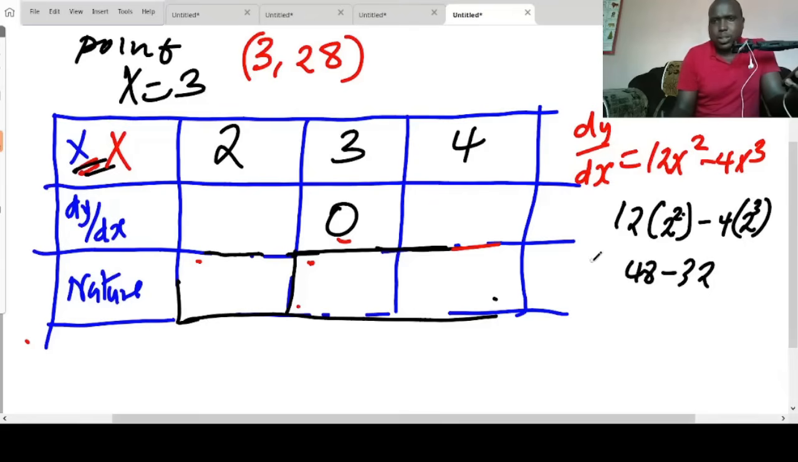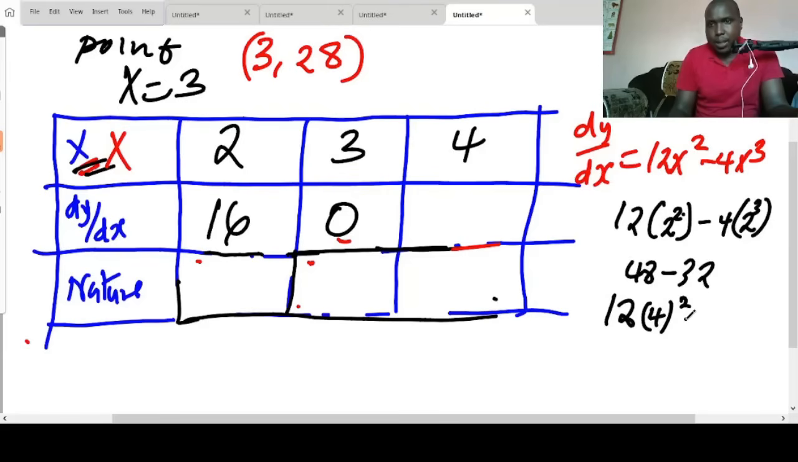Sini 16, one is going to give us 16. So ni calculator hii itakuwa 16. So hapa itakuwa 16. Now to the right we have 4. So we substitute here. So itakuwa 12. When it is 4, tunaenda kuweka 4 hapa.